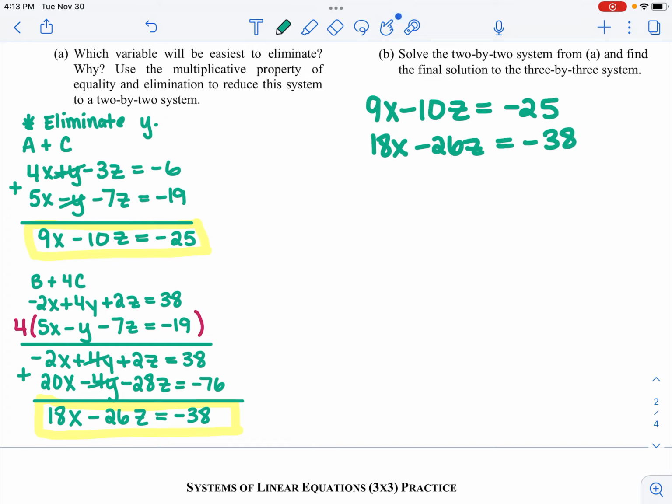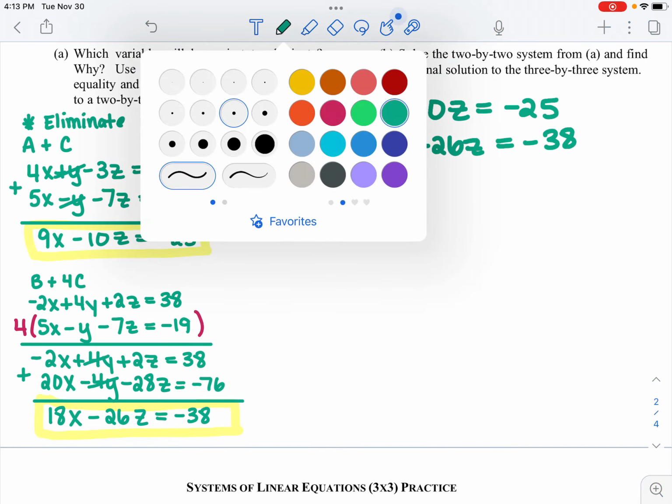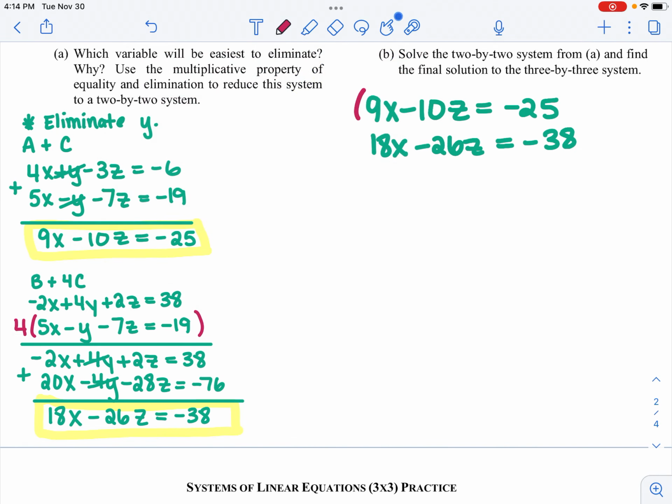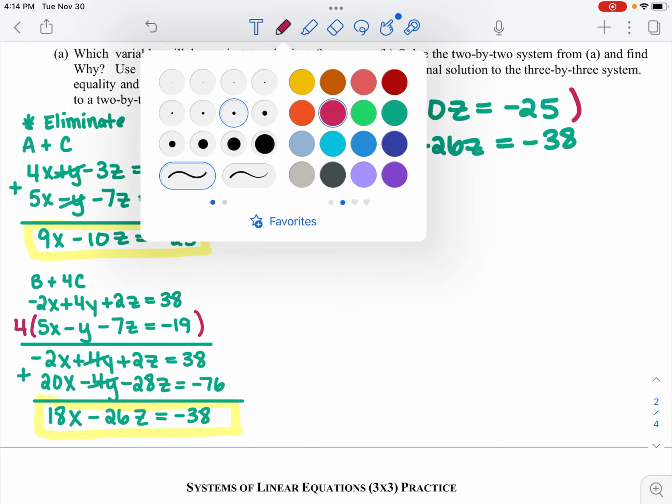Okay, so looking at this 2 by 2 system, we need to decide what we're going to eliminate. So just take a minute to think about which variable appears to be easier to eliminate. If you're thinking x, you're correct. It's going to be a little bit easier because all we need to do here is multiply the top equation by negative 2, to make that top term a negative 18x.